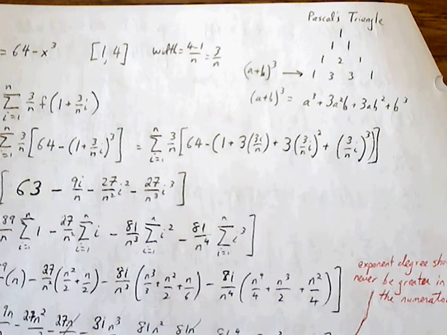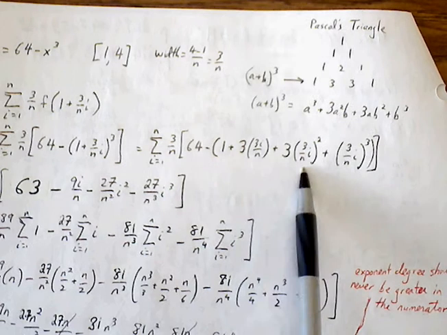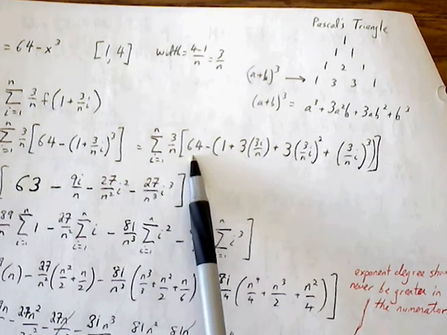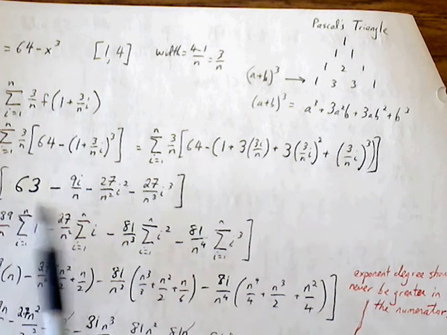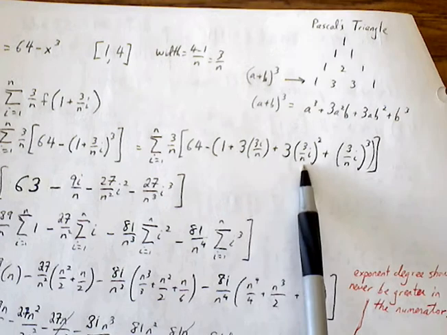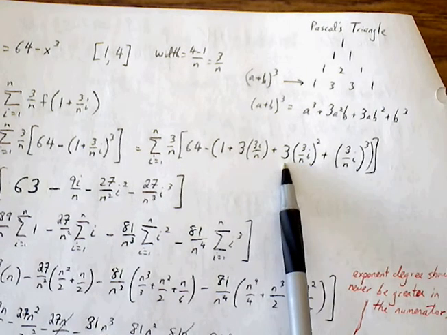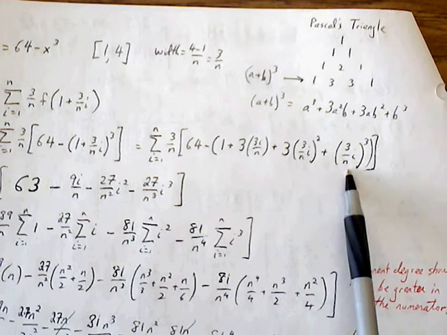Right, so it's a bit messy to simplify, but we can just multiply all this through and distribute the negative through. So 64 minus 1 is 63. Combine all this, we get 9i over n. Here we get 9 squared over n squared times 3, which is 27 over n squared. And here 3 cubed, n cubed, i cubed. So we have this value here.